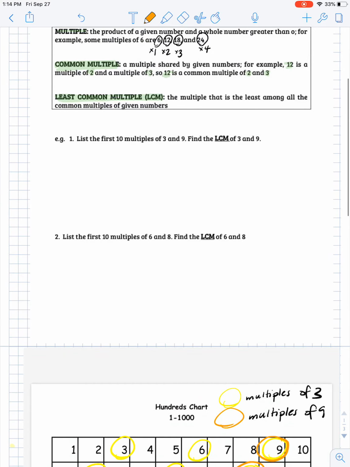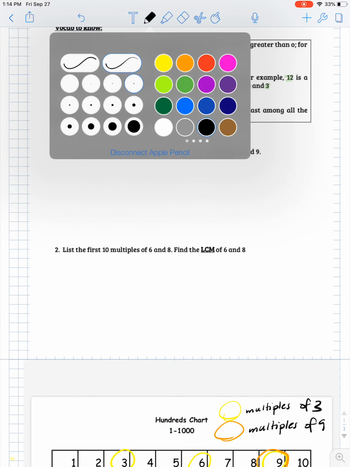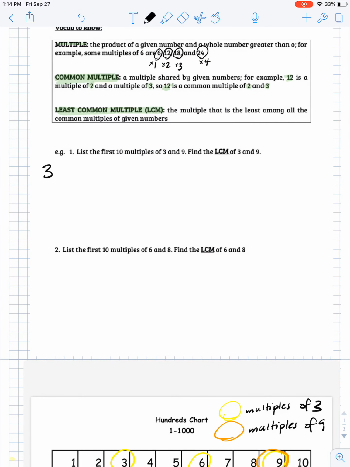So I'm going to go back here, and I'm going to list them. Remember, you always start off with the multiple itself as the first multiple. So 3 would be 3 times 1, right? The next multiple of 3 would be 6, because that would be 3 times 2. And then you have 9, which is 3 times 3.